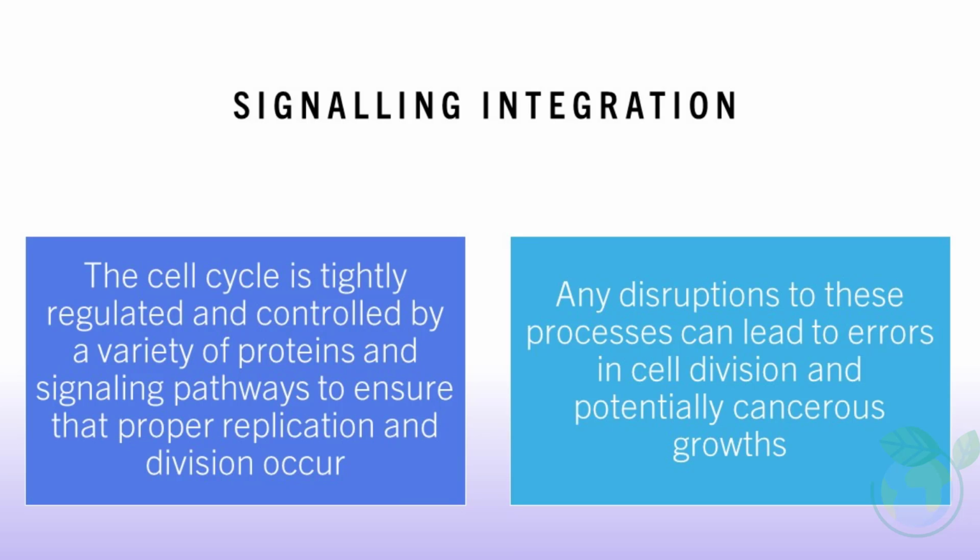Signaling integration. The cell cycle is tightly regulated and controlled by a variety of proteins and signaling pathways to ensure that proper replication and division occur. Any disruptions to these processes can lead to errors in cell division and potentially cancerous growths.